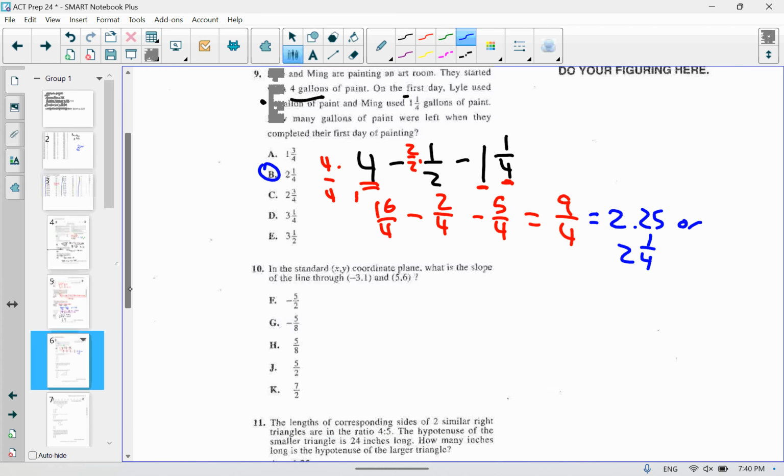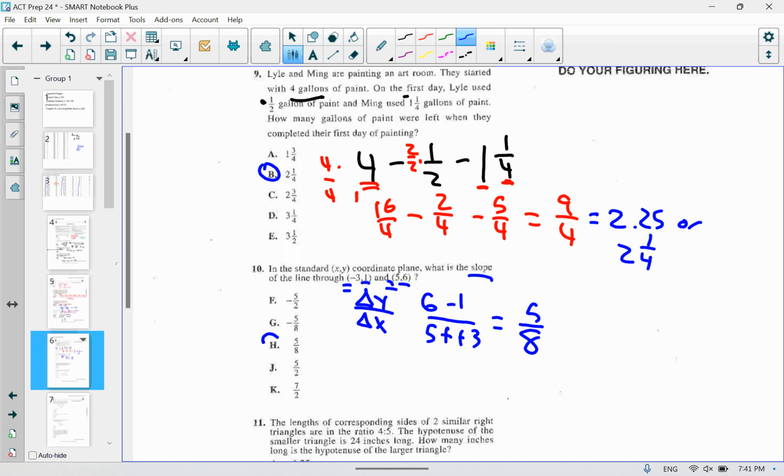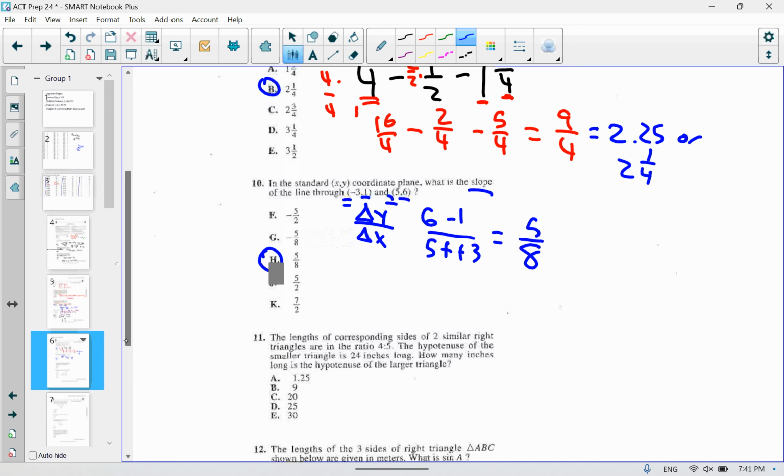Okay. Slope is obviously just change in y over change in x. So I could subtract the y coordinates, 6 minus 1, and then I could subtract the x coordinates, 5 minus negative 3. 6 minus 1 gives me 5. 5 minus negative 3 would be 8. So that'd be positive 5/8 for letter H.